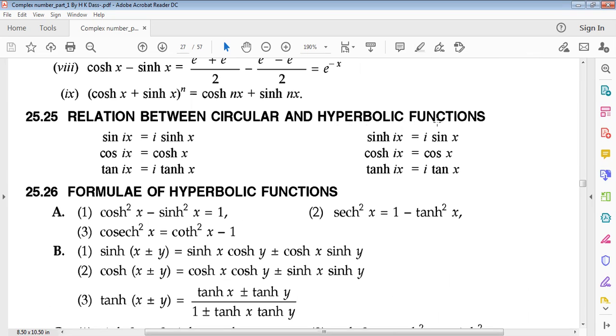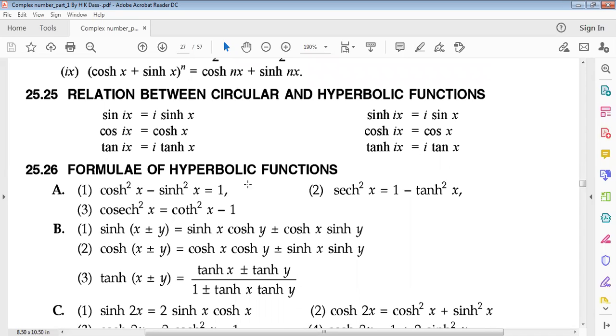A relation between circular and hyperbolic functions: sin ix equals i sin hyperbolic x. We have to use this formula. Sin hyperbolic ix equals i sin x. This is the relation between circular and hyperbolic functions. Similarly, cos ix equals cos hyperbolic x. But in hyperbolic functions, in the angle there is no i. Remember it. Sin hyperbolic ix equals i sin x. Cos hyperbolic ix equals cos x, and tan ix equals i tan hyperbolic x. Now a formula of hyperbolic functions: cos hyperbolic square x minus sin hyperbolic square x equals 1.